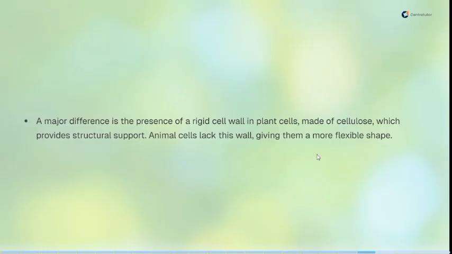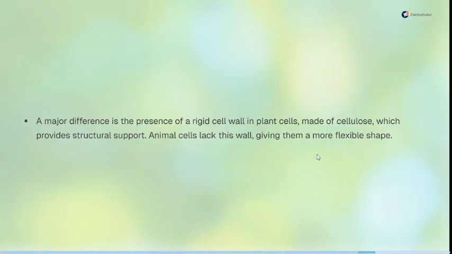Animal cells don't have this, and plant cell walls are made up of cellulose, a kind of carbohydrate. That is what plant cells are made up of, and this cellulose provides their supporting structure. It is responsible for their rigid cell wall structure. While animal cells lack this rigid cell wall, and they have a more flexible shape.